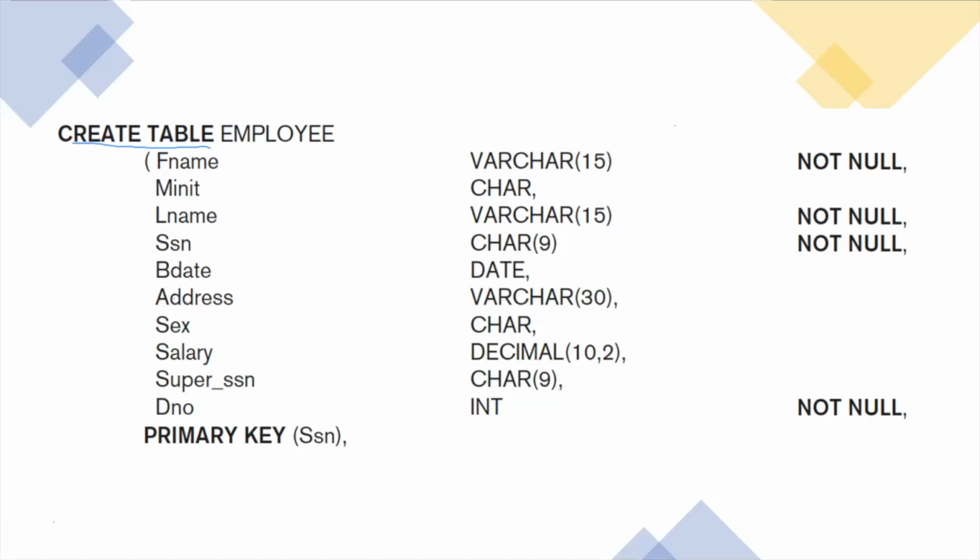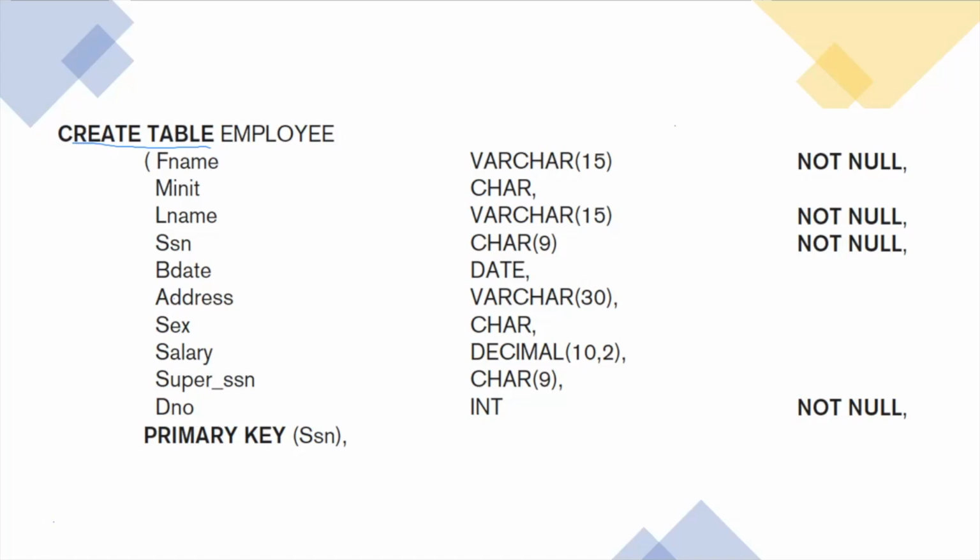So 15 is like the maximum length. Similarly, for m init, we have given character. So when we don't specify anything with character, it means a single character. For ssn, we have specified this as char 9. So char 9 means fixed length 9 characters.